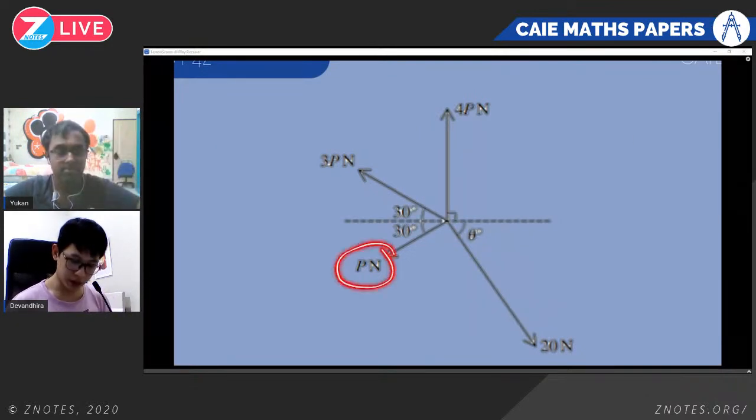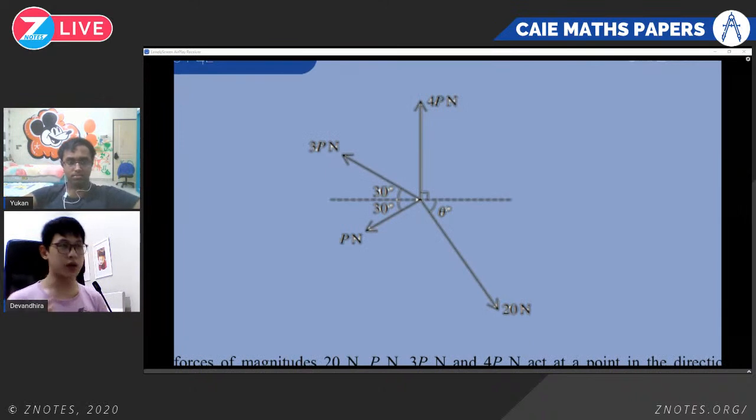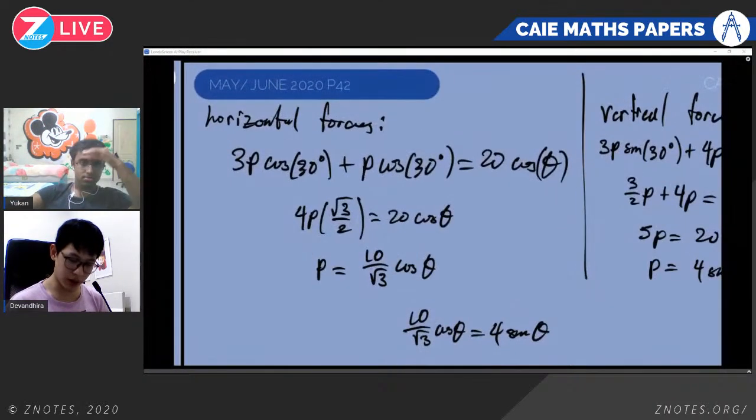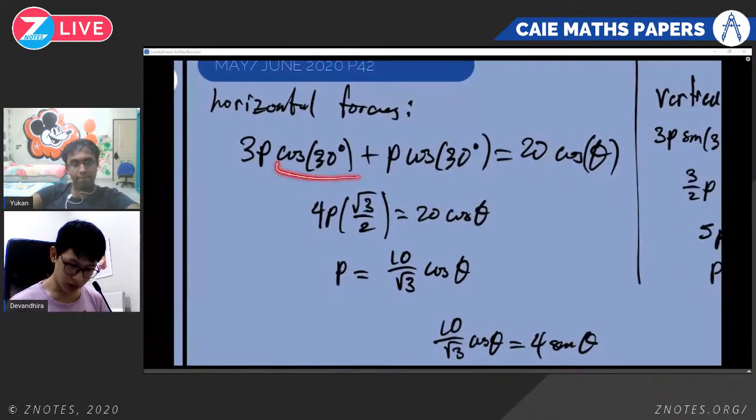And also the same for this one. We'll take the cosine again. We'll take the force going to the left. But there's another force that's going to the right, which is this one. We'll also have to take the cosine of theta. That's why I equate them here. Agree there? Then right here we can just simplify stuff. Cosine of 30 is just root 3 over 2. So we can add them up. 3p plus p is just 4p. So we have 4p times root 3 over 2 and 20 cos theta.